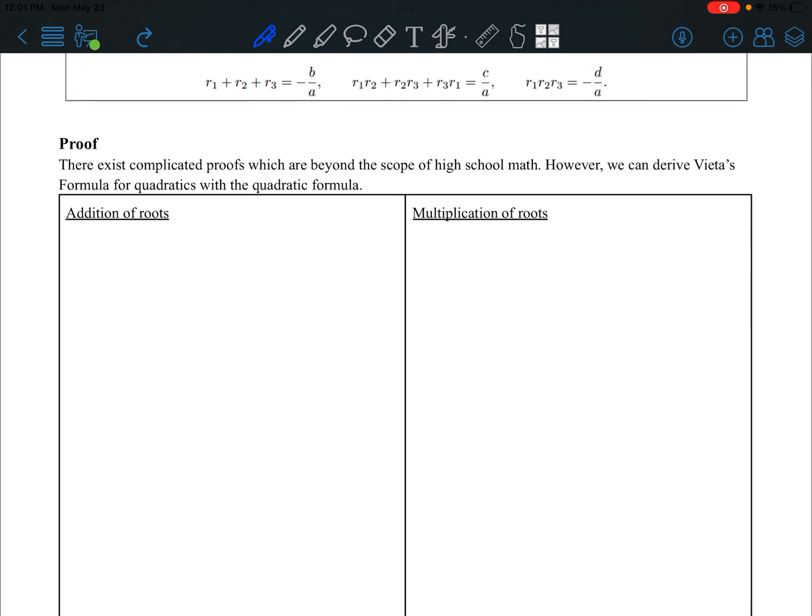Now we can prove these formulas. There are a lot of more complicated ways to prove it, but now we would just like to understand how to use these formulas in the context of a math contest, so we can just derive it using the quadratic formula. So you should remember that for a quadratic equation, the root is equal to negative b plus or minus the square root of b squared minus 4ac, all divided by 2a.